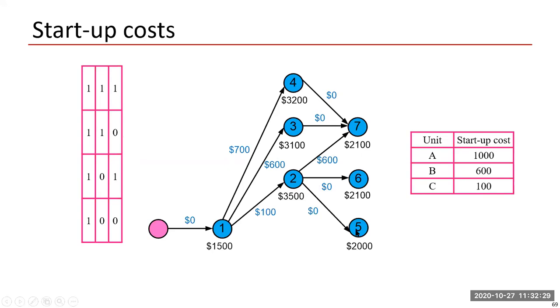From here to here, I'm shutting down unit C. It is state 2, which belongs to 101, and state 5 belongs to 100. So I have to shut down unit C from 1 to 0. So it is a shutdown. There is no cost, so 0.